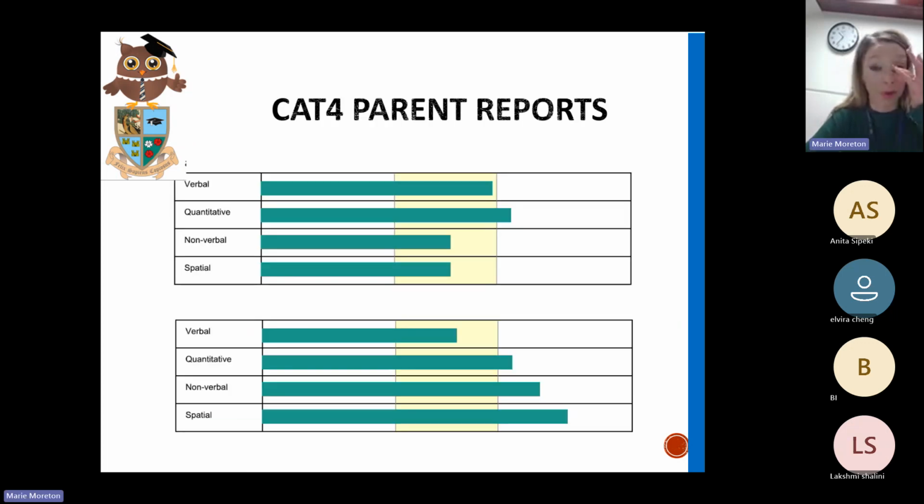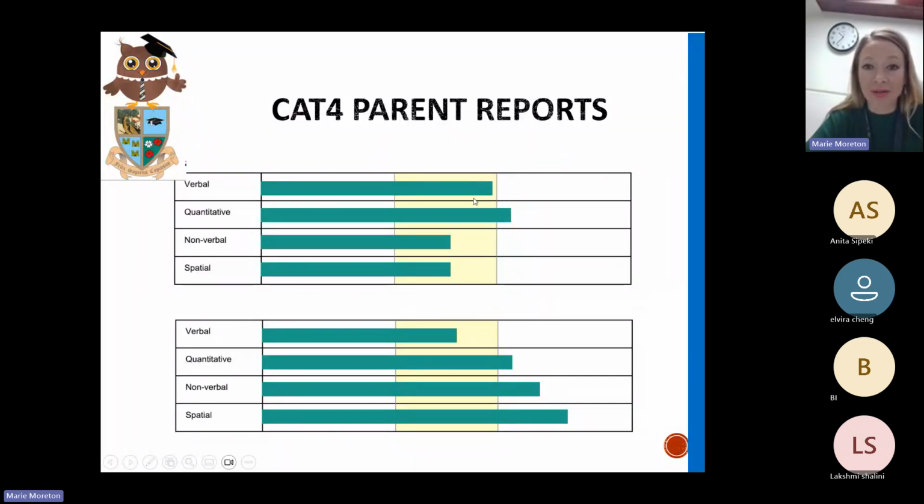This is also what you will get on your parent report. So it actually shows you the child's ability, and this yellow band in the middle is the average range. If your child is scoring here, their bar will be in this average range. So this child here is in the average range for verbal, non-verbal, and spatial.